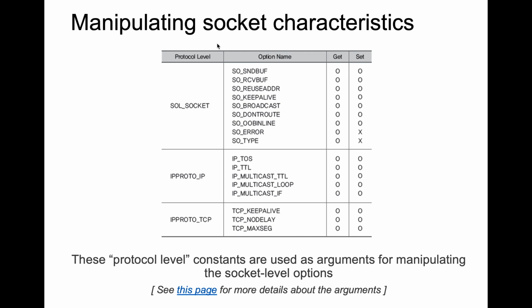And so the things that we have to know to be able to change the socket characteristics are the level of the characteristic on the protocol, so that's called the protocol level, and then the name of that option. And also we have to know which of the options can be modified by our program and which of them cannot be modified. So these protocol level constants, which are given here, are used as arguments for a function called setSockOption and getSockOption, which I will show a little bit later.